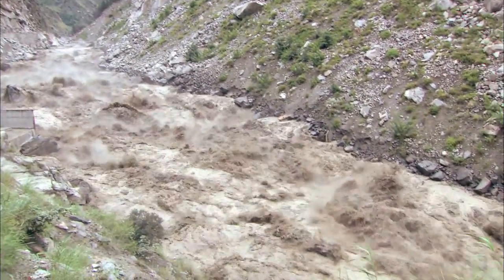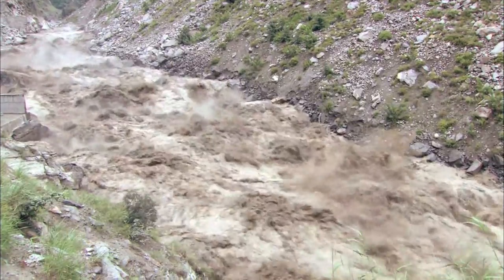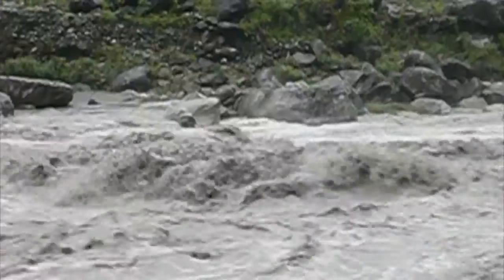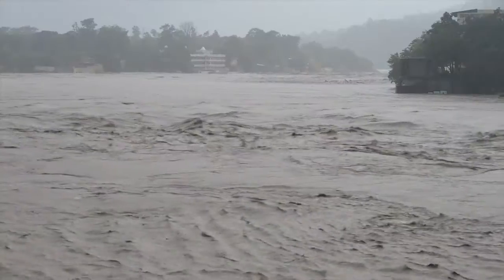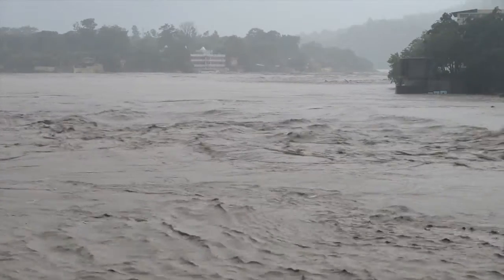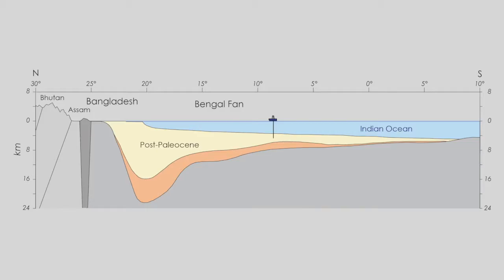The Ganga and the Brahmaputra rivers pour 1 billion tons of sediment into the delta of the Bay of Bengal every year. What happens to all that sediment, and how does it make it all the way to where we're drilling, 2,000 kilometers south?